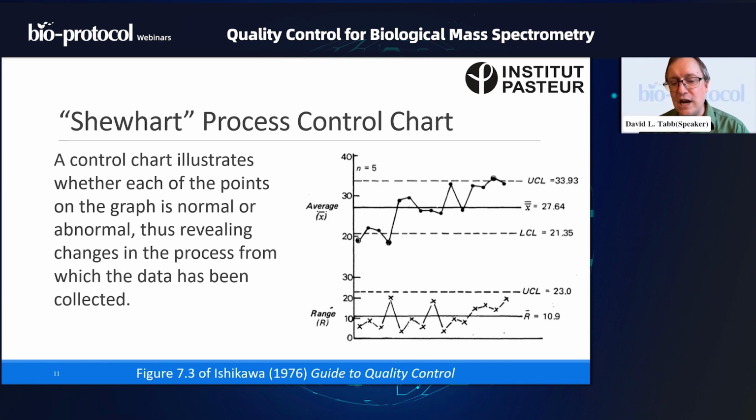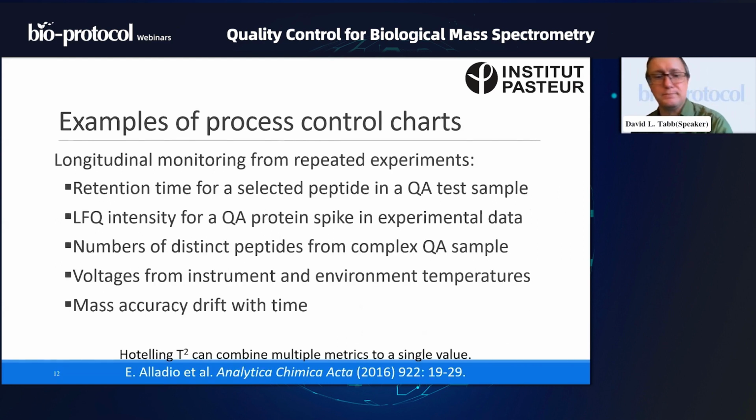You'll note that range has no lower control line. And the reason for this is that the ideal value for a range is 0. So we don't punish things for having a 0 range. Okay, so the Shewhart process control chart is basically building upon this one that was made available in the Ishikawa book.